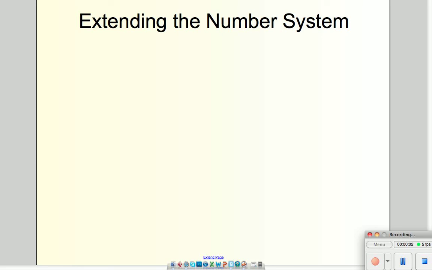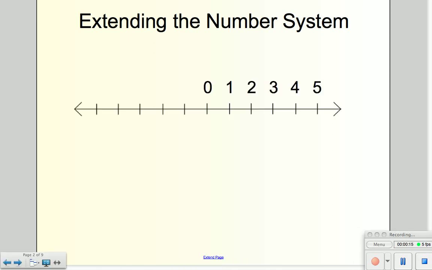Alright, we are starting a new unit on accentuating the negative, and in order to do that we need to expand our knowledge about the number system. So we're going to figure out new terms and different ways to group numbers together. Alright, let's start with the number line.